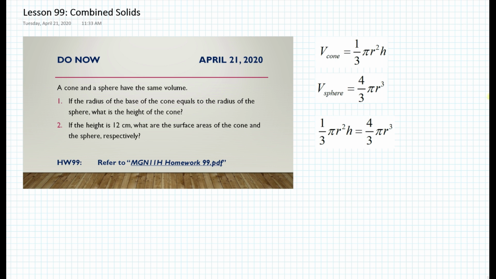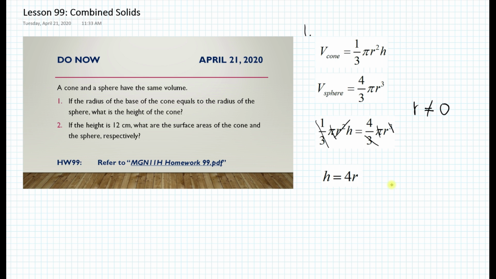So you can already see that we can work on both sides of the equation by first dividing by pi on both sides. Since r is not equal to 0, so I make sure to actually write this down here, r is not equal to 0, we can not only divide by pi, but we can also divide by r squared on both sides, okay? And finally, we can multiply by 3 on both sides. So that leaves us the following equation, that h is equal to 4r. Okay, and that is actually the answer to number 1 here.